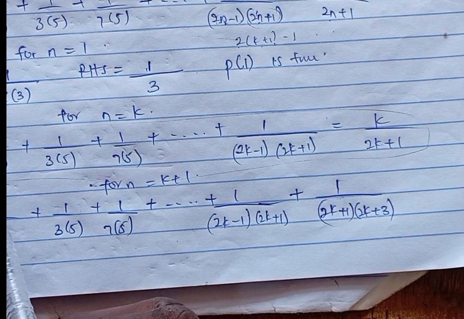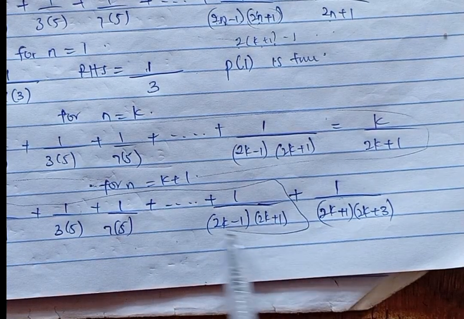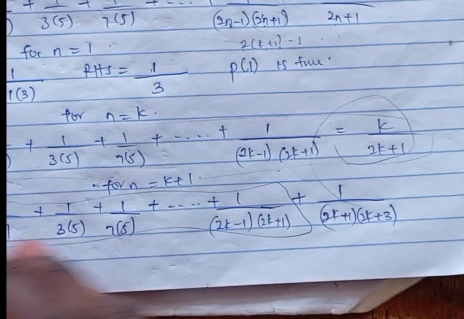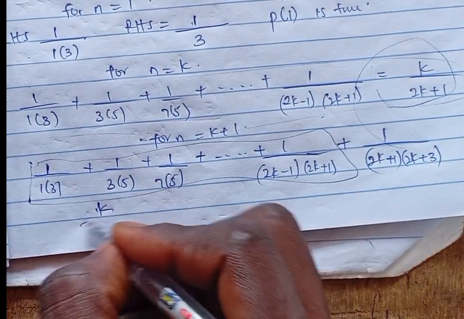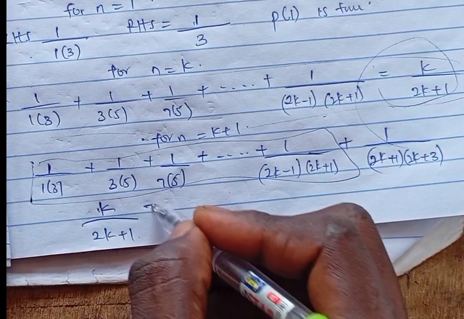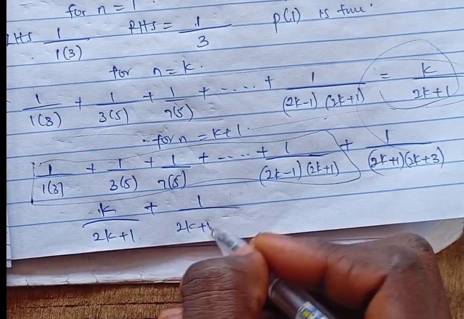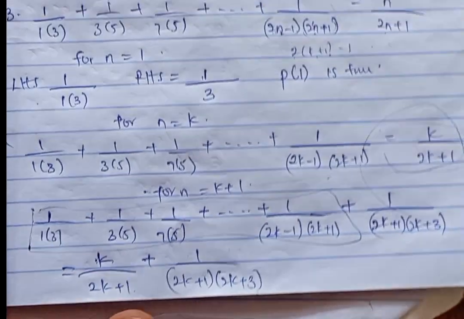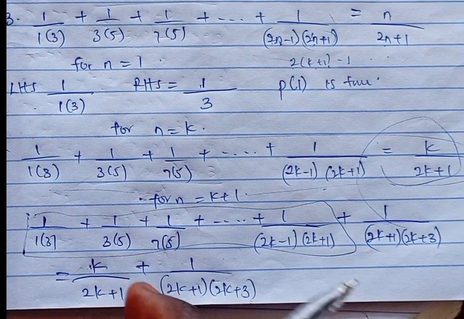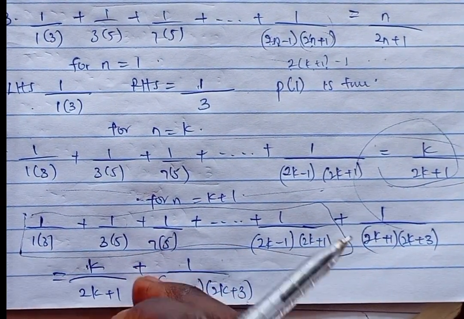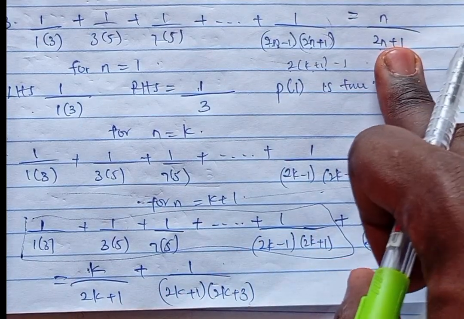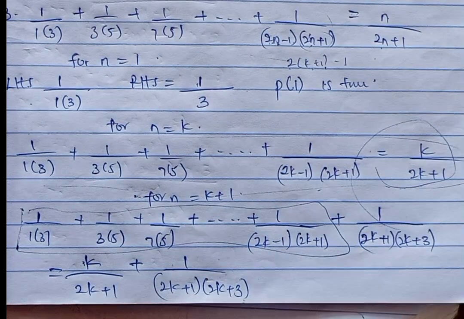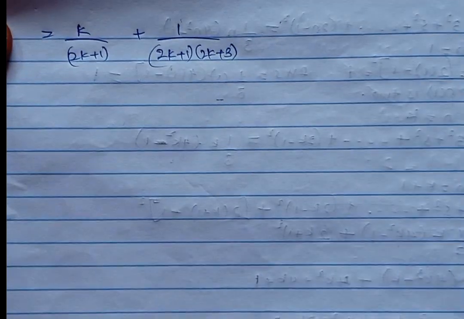So now you want to, okay, it's not yet done. You can see that this one can be represented by k over 2k plus 1. So you say k over 2k plus 1 plus 1 over (2k plus 1)(2k plus 3). Now what you want to do is solve this one and show that if you simplify this one, what you get will be the same thing as when you input your k plus 1 into the right hand side of the question. Do you understand what I'm saying? Okay, now let's go.